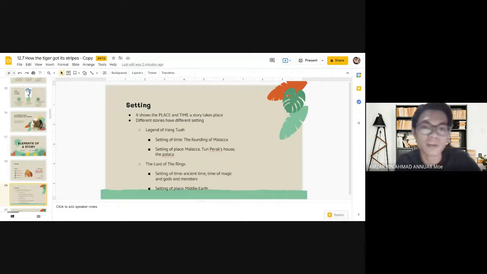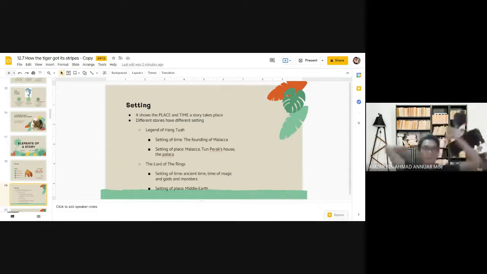Next, we talk about setting. Now, this is very important. Setting, you can write as I talk. Sambil saya cakap, sambil awak tulis. Okay, now, a setting shows the place and time a story takes place. A different story has different settings.